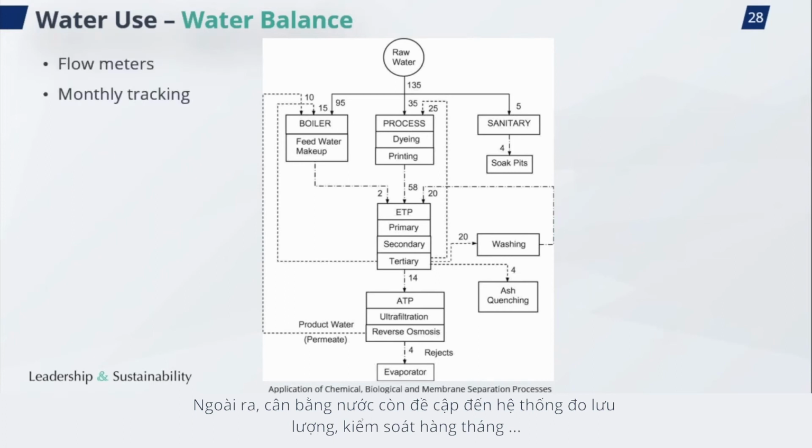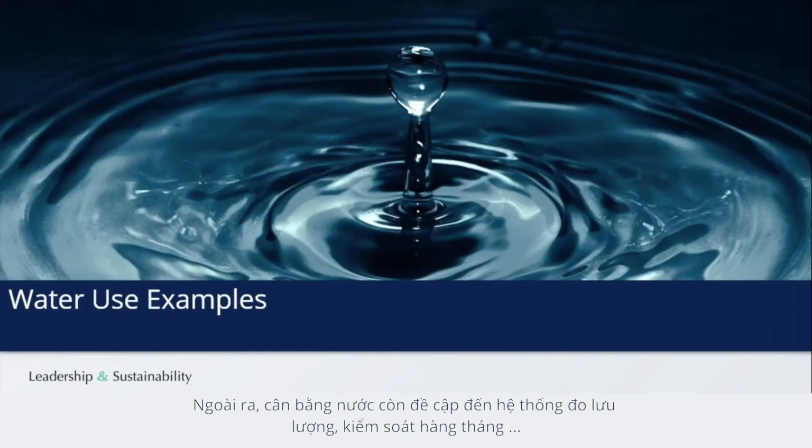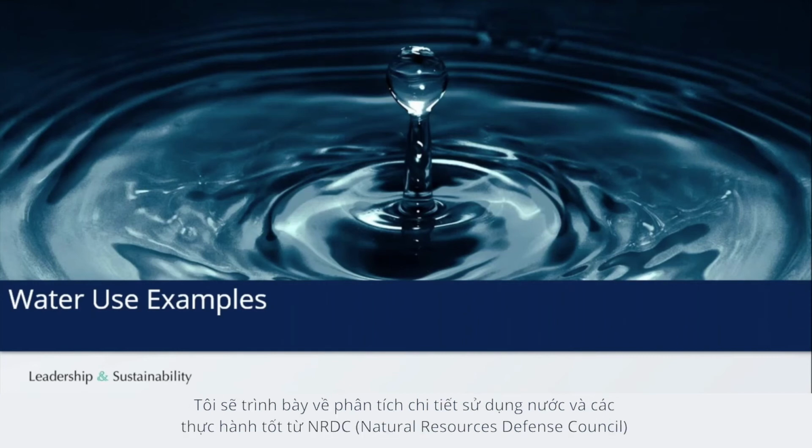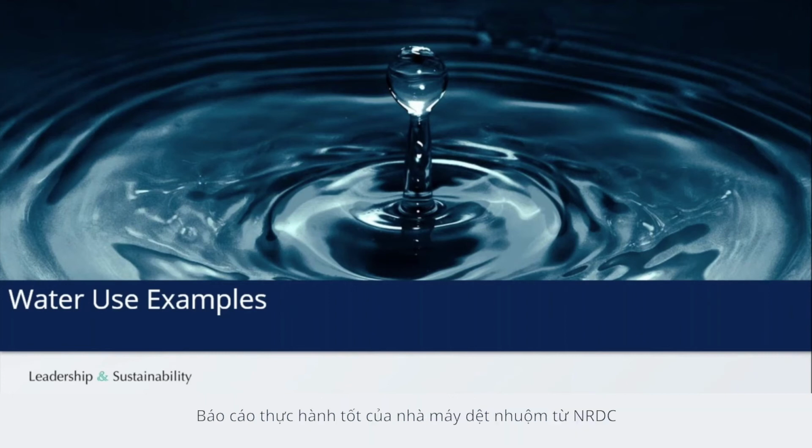And here you have flow meters, monthly tracking, and the difference, etc., how you can develop this water balance. Now I would like to give you some examples that may be relevant for your facility's water consumption. I would like to show you a water use breakdown, and after that we have some best practice examples from the Natural Resources Defense Council, NRDC, and their report on water best practices for textile mills.